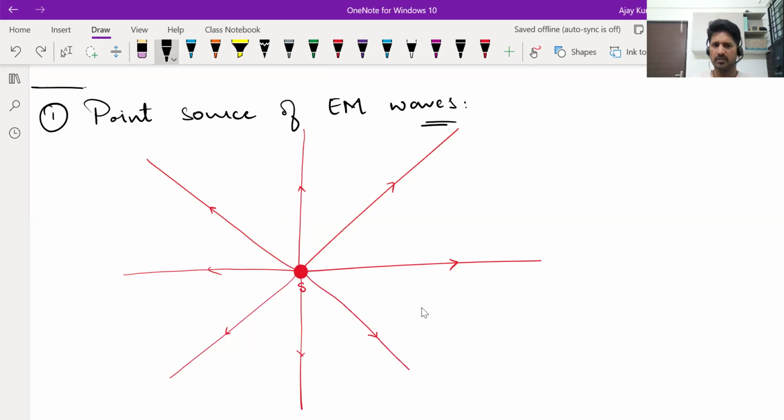So assume there is a point source of electromagnetic waves emitting a power P. Can one of you quickly tell me the definition of power? Basically, what does power mean? So it's like the amount of energy. Power is not energy. We could have called it energy only, no?